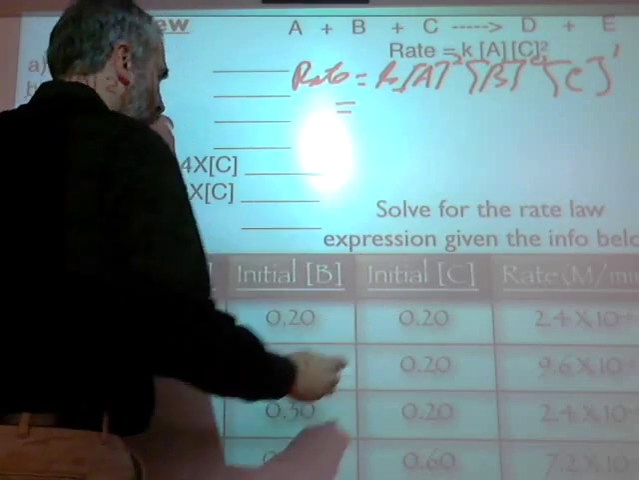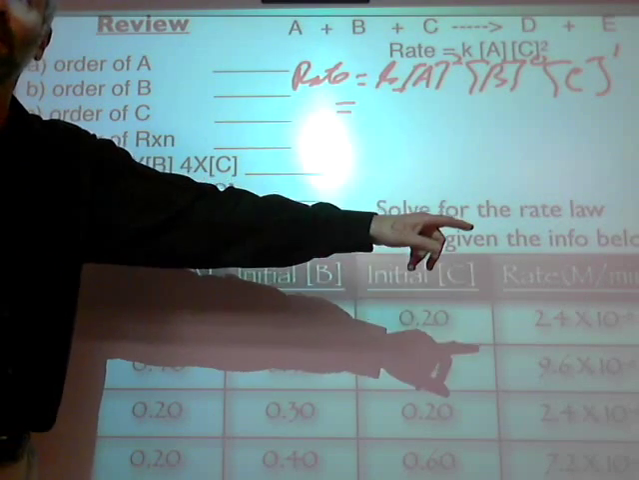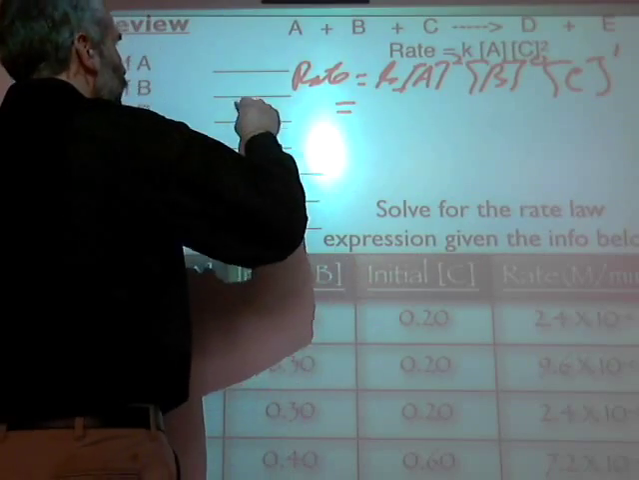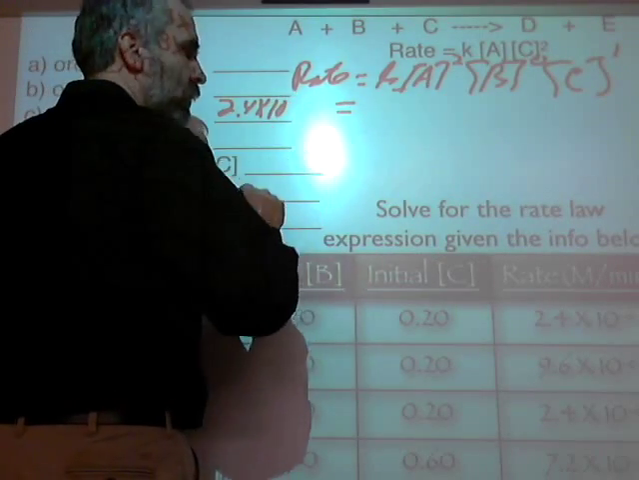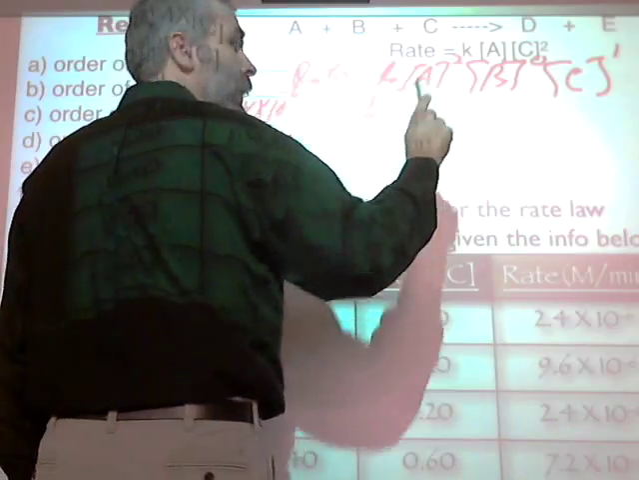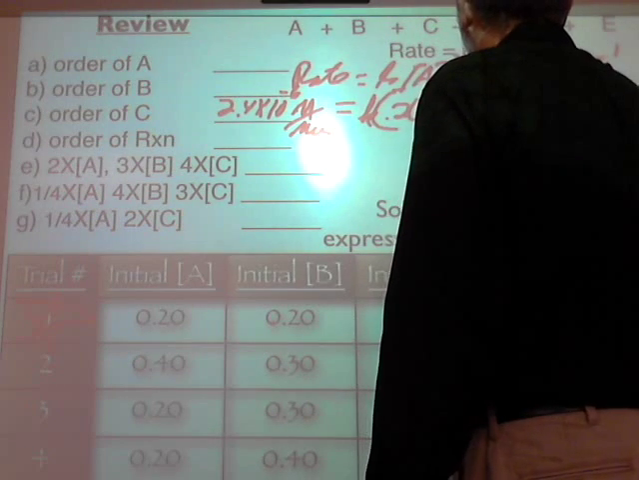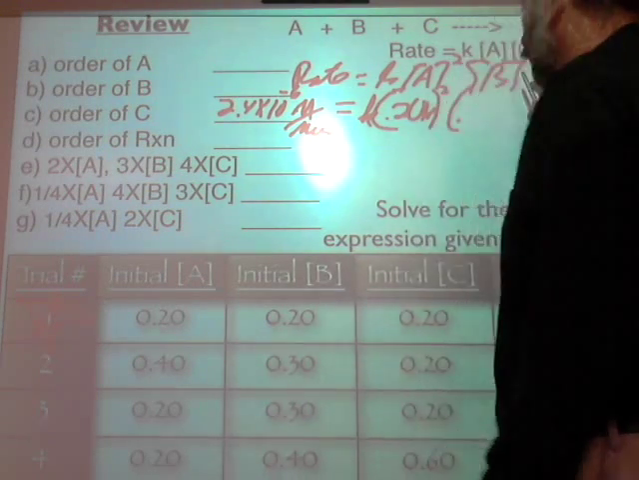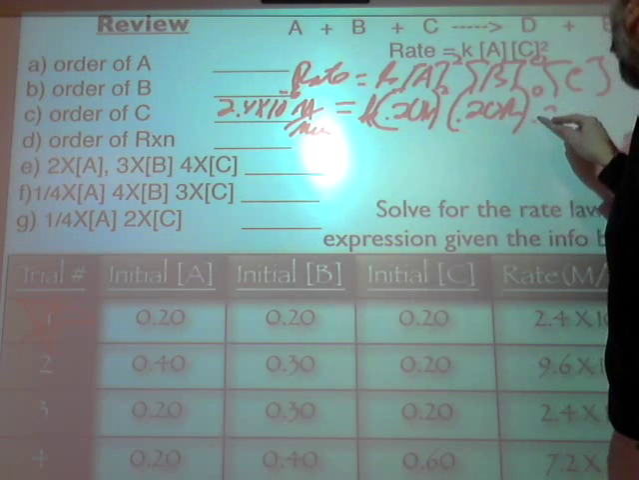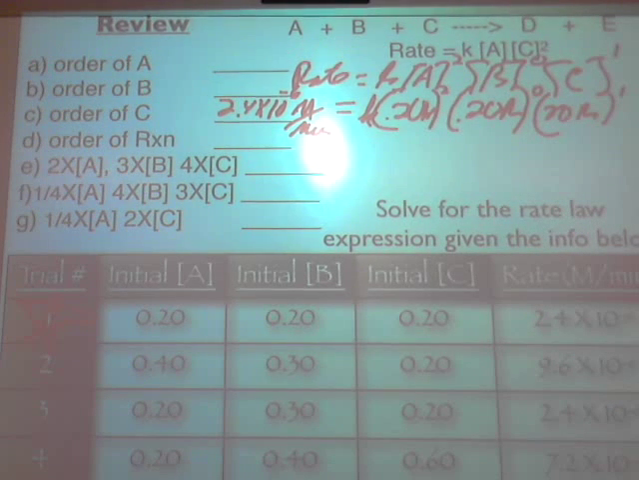Now I simply take any trial. Let's take trial 1. And I simply plug those numbers in with their concentrations and their units. And the rate is, what, 2.4 times 10 to the negative 6 molar per minute equals K, that's my unknown, 0.20 molar squared times, well, what does it really matter? But no, not really, because it's going to be to the 0 power, and 0.20 molar to the first power.